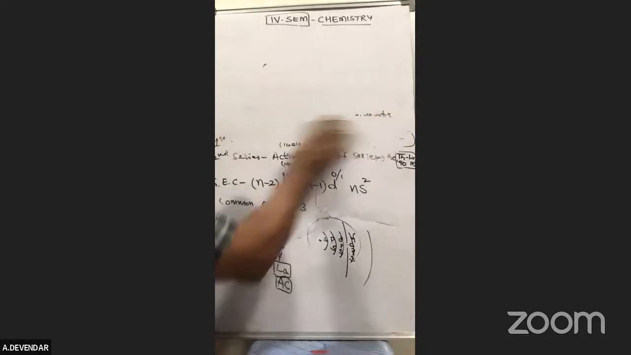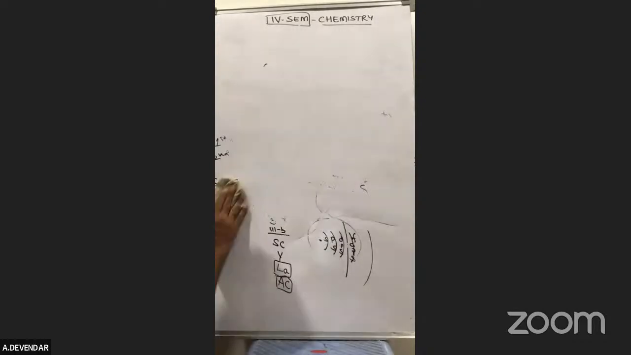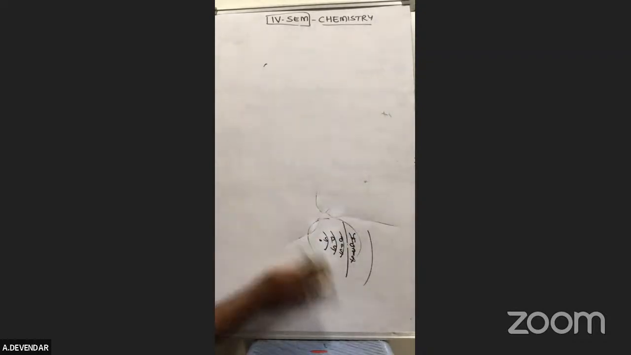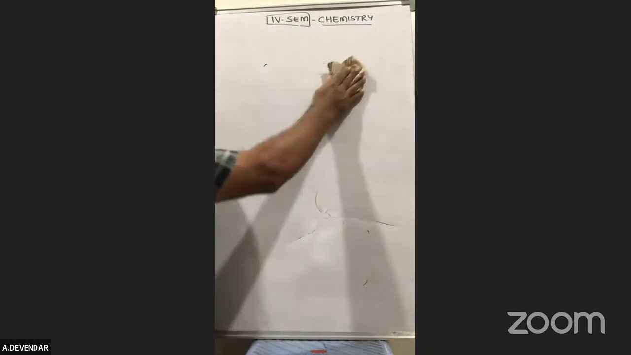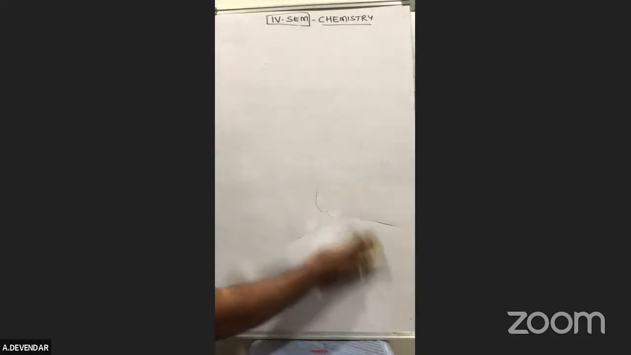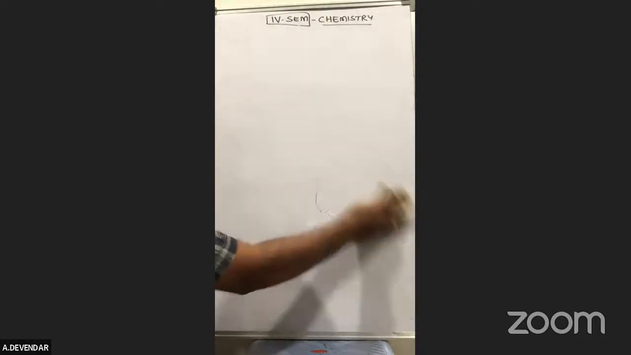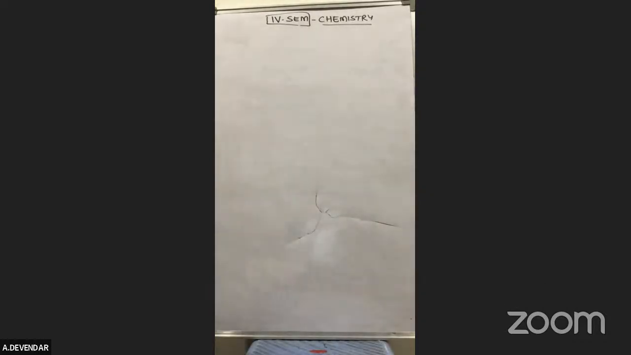Now we will go to the third unit, that is coordination compounds, coordination chemistry, which is very important from your examination point of view. Some theories are present in it: Werner's theory, crystal field theory, valence bond theory. These are the theories present in that chapter. So the next is coordination compounds.